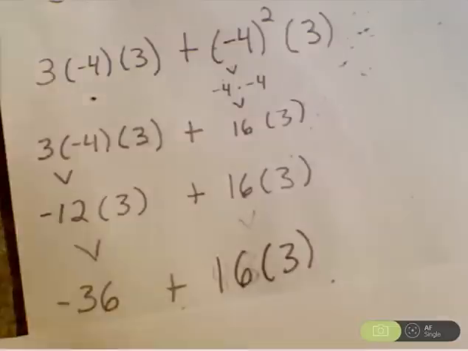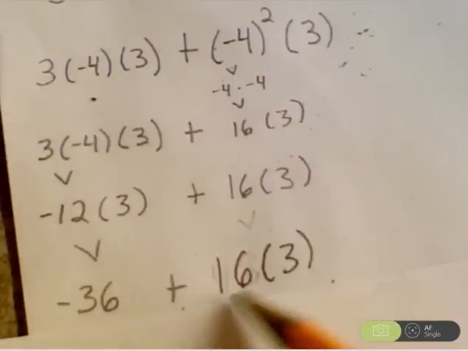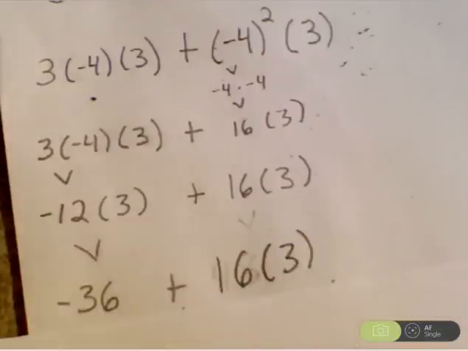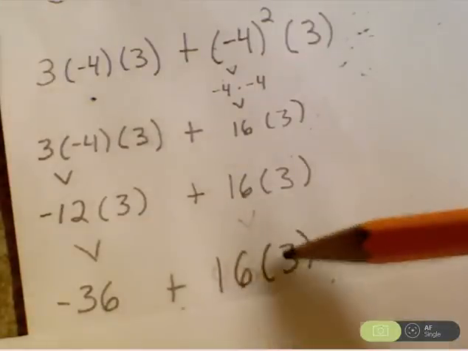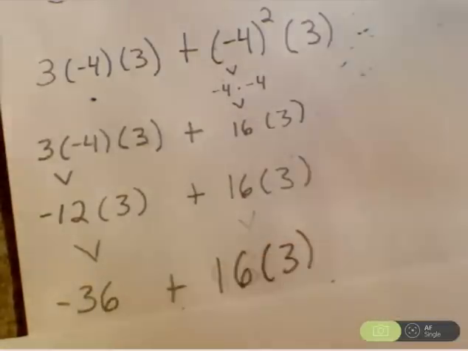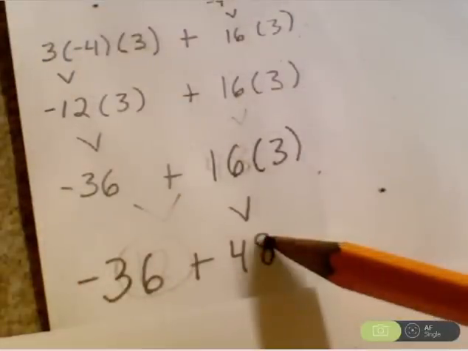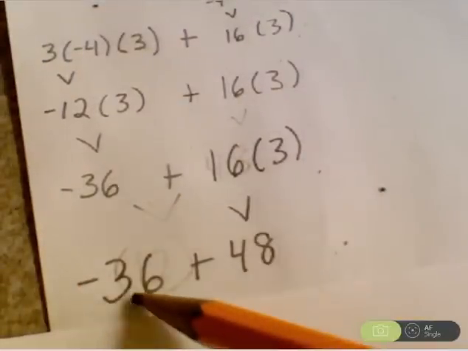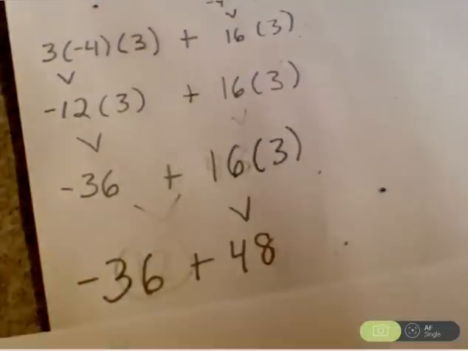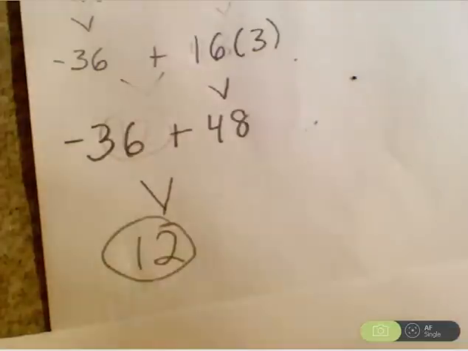Do not forget that you still have multiplication to worry about before you add. It's really important that you take 16 times 3 first before you do anything with this negative 36 and the addition sign. So 16 times 3 is 48. Now I have negative 36 plus 48, and I can solve it and get my answer, which is positive 12.